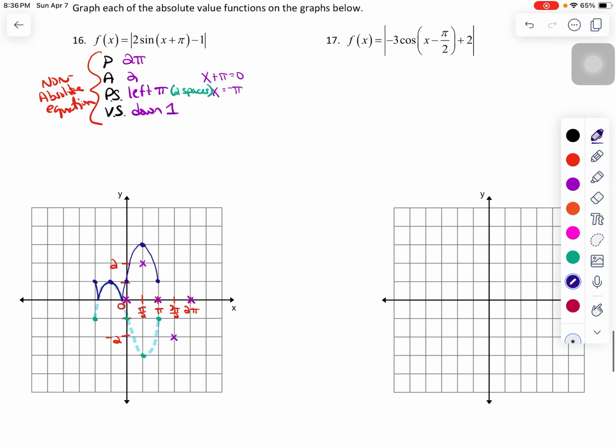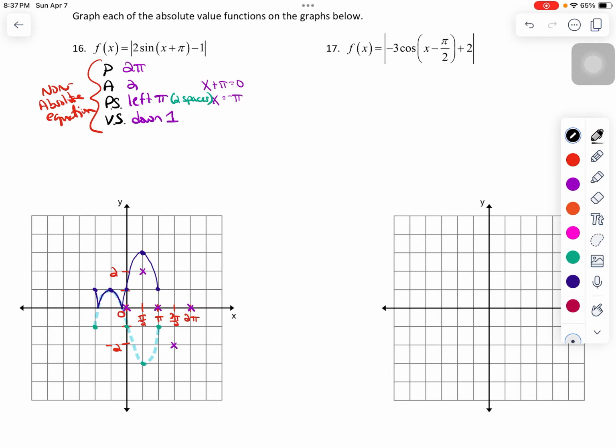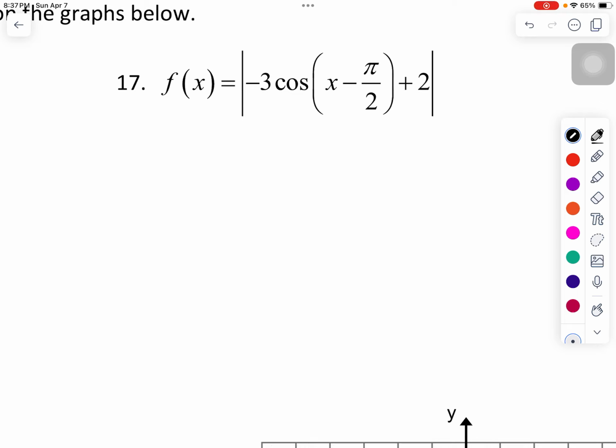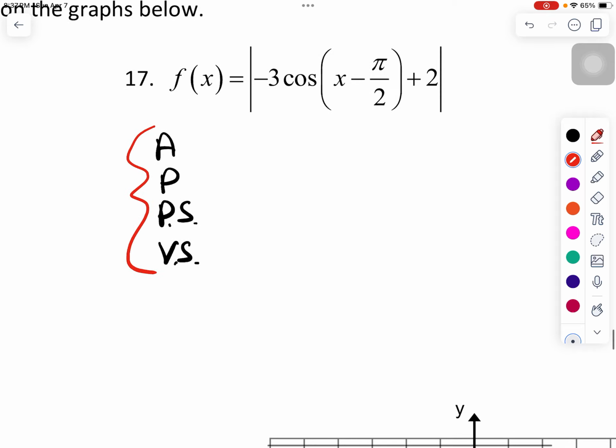Let's finish up with number 17, and I'm going to do the same thing. I'm going to get information based off the cosine curve, and all I'm going to do is ignore the fact that I have an absolute value. So let's see what we normally find: amplitude, period, phase shift, vertical shift. And again, all of this is from the non-absolute value equation.